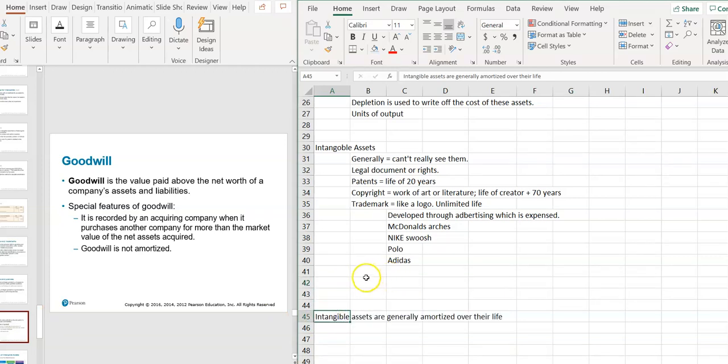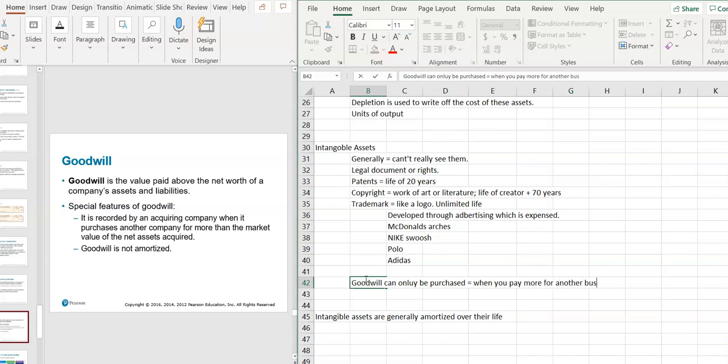I do want to talk a little bit about goodwill, though. Goodwill is another one. Goodwill can only be purchased, and it's basically when you pay more for another business than its fair value.